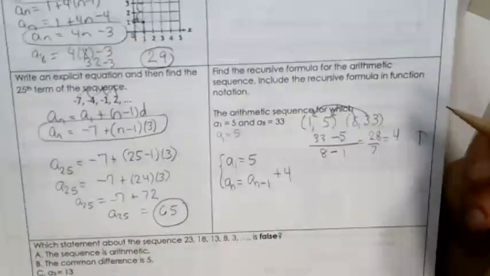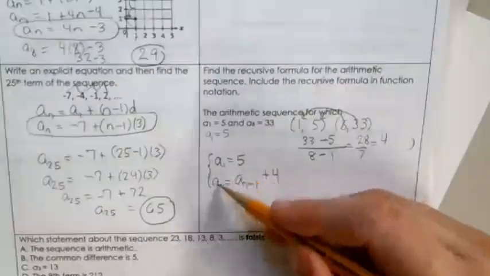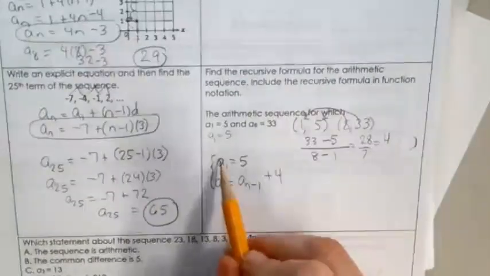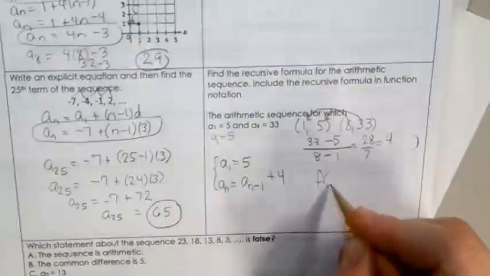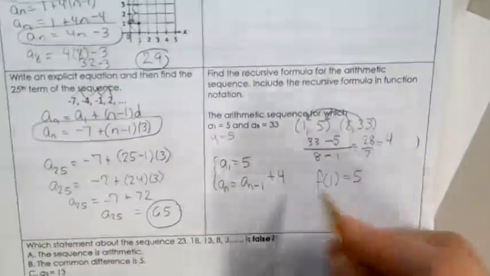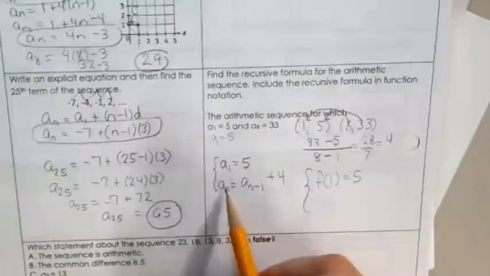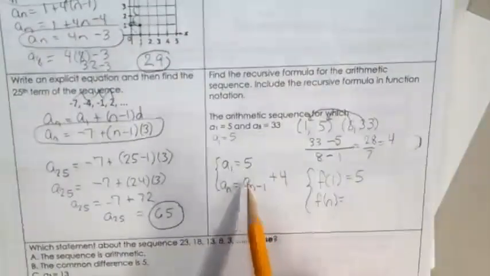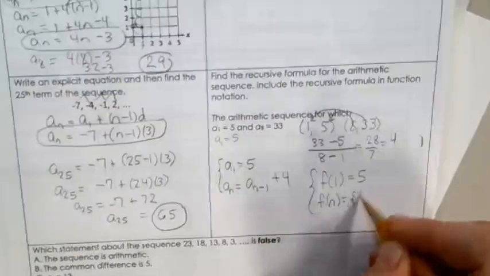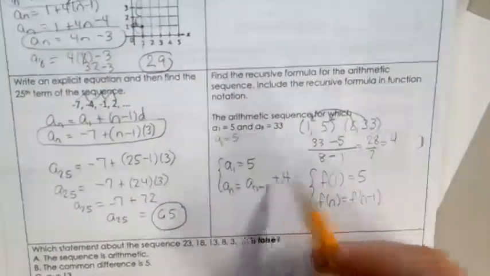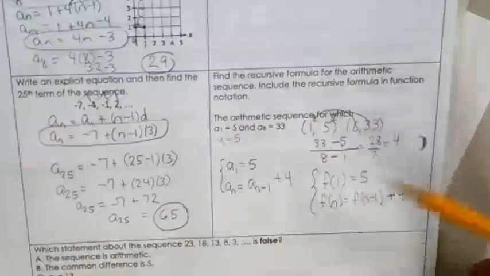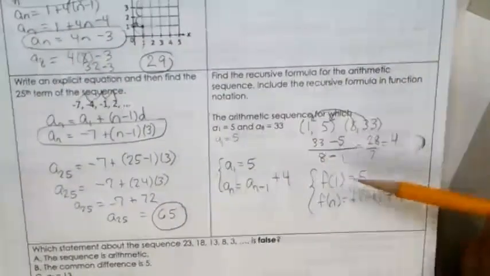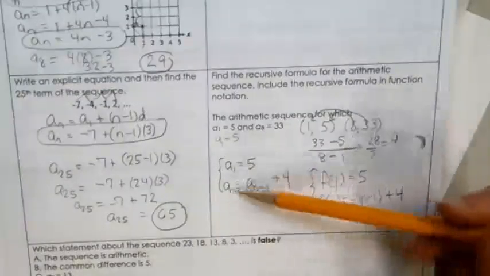It says include it in function notation. All we do is change a sub 1 to f of 1, and change a sub n to f of n. A sub n minus 1 becomes f of n minus 1, and then plus 4. So the only difference between the subscript notation and the function notation is just that being fancy again.